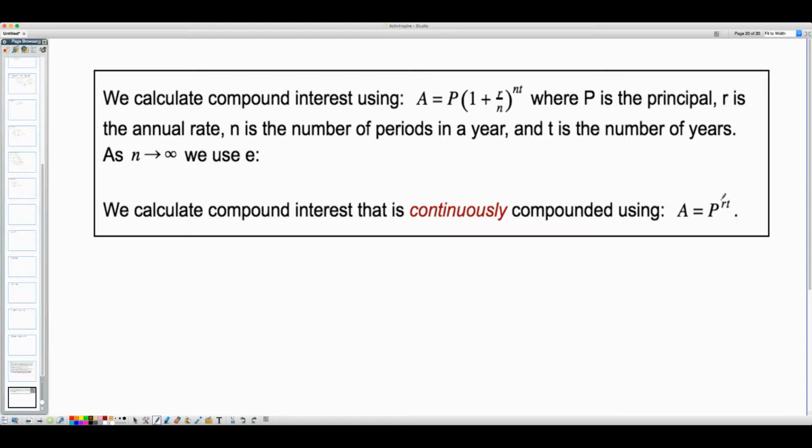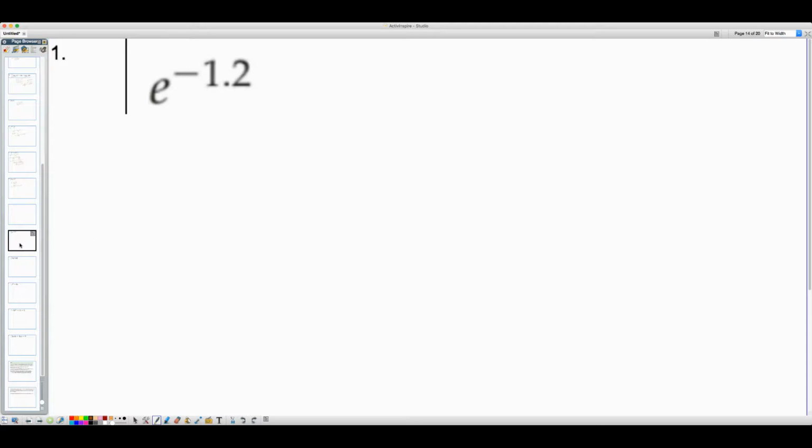If it's compounded continuously, you get this number. Now let's look at a few examples. First one is e to the negative 1.2. I'm going to stick this into my calculator. I suggest you do the same.